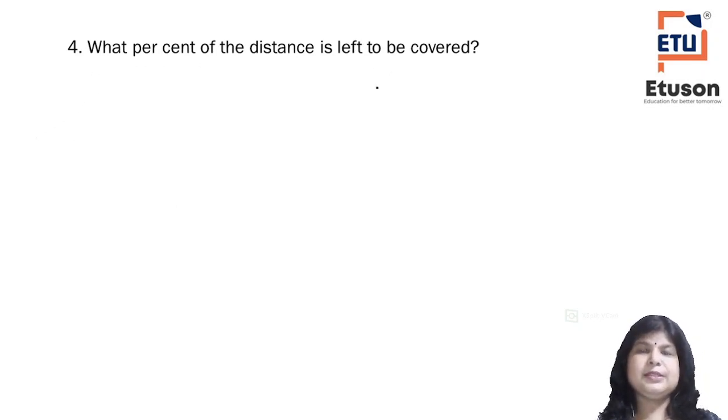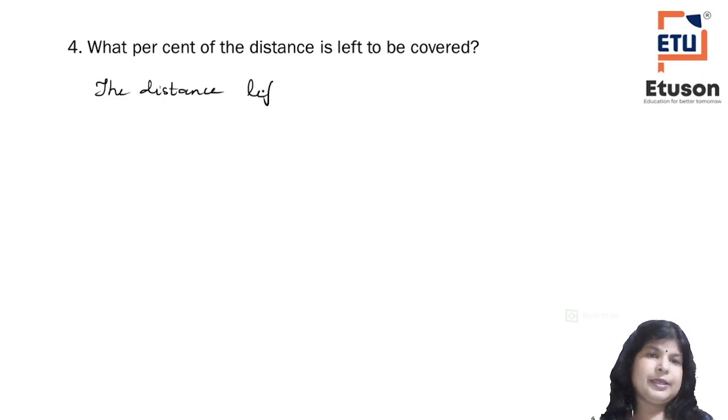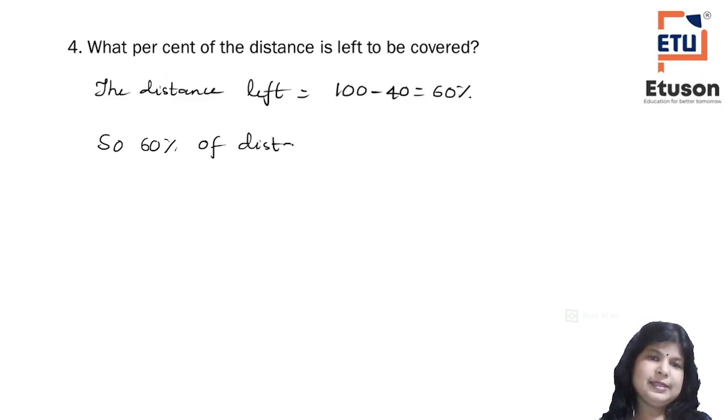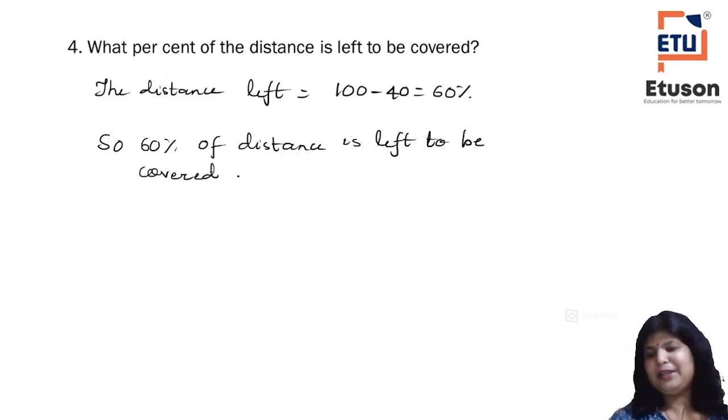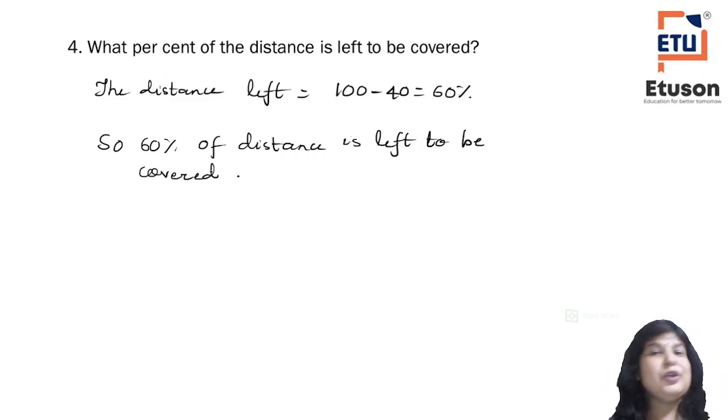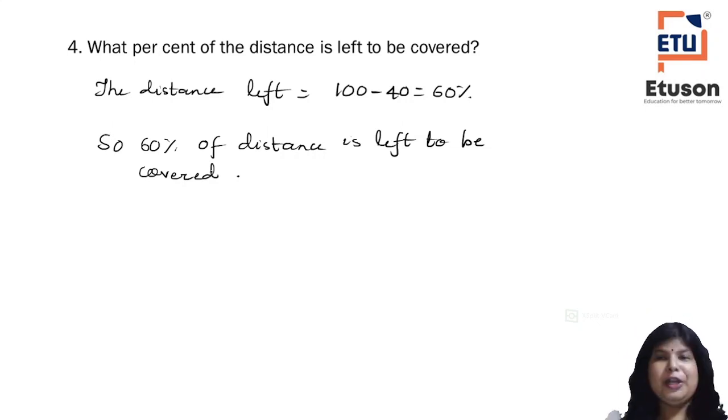What percentage of the distance is left to be covered? It's very easy. The distance left is equal to 100 minus 40, that is 60 percent. So 60 percent of the distance is left to be covered. Correct, children? So this was very easy, right? And you are already acquainted with this kind of problem. Correct or not? So you solve more and more such problems so that your concept of ratio and percentage will be clear.